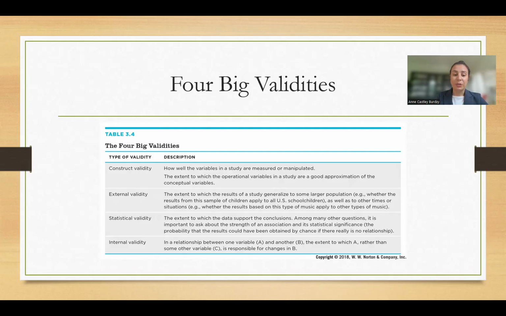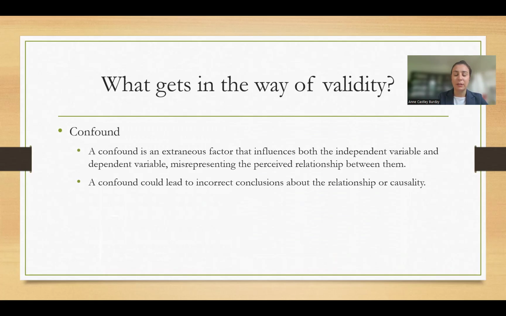And then finally, internal validity, the more basic validity, one of my personal favorites. In a relationship between two variables, A and B, it's the extent to which A, rather than some other random variable, C, some extraneous confound, is responsible for changes in B. So let's unpack these a little bit further.